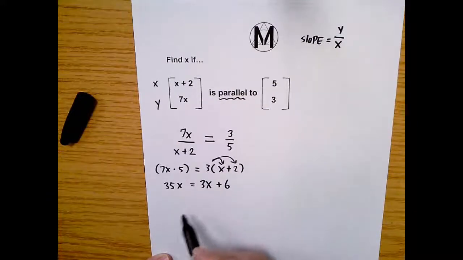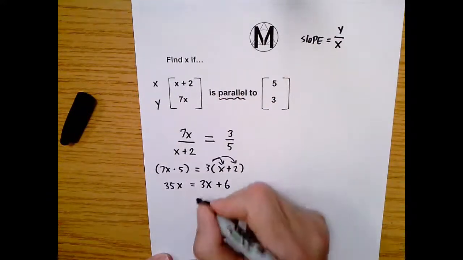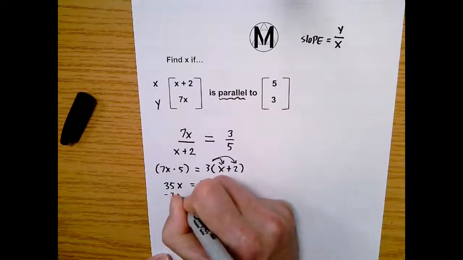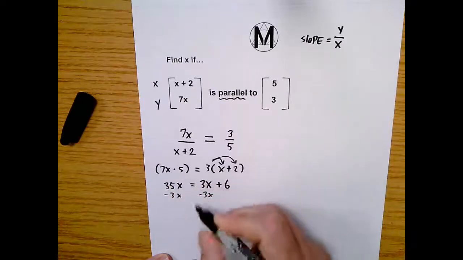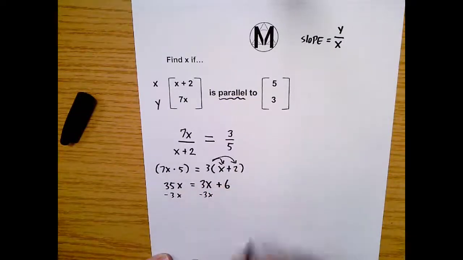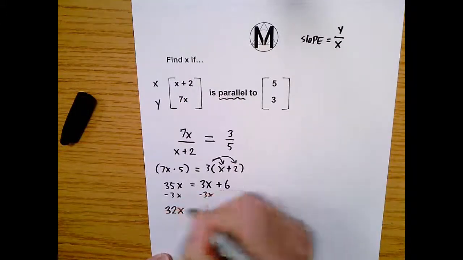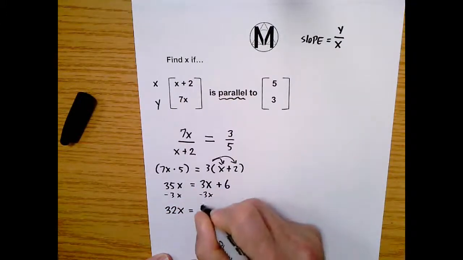So to combine these like terms, I like to try to keep my x's on the left if we can. So I'm just going to subtract 3x from both sides. That's going to get rid of the x over here, and then I can subtract 3 from here because we're balancing that equation, just doing good old-fashioned algebra. And that gives me 32x is 6.